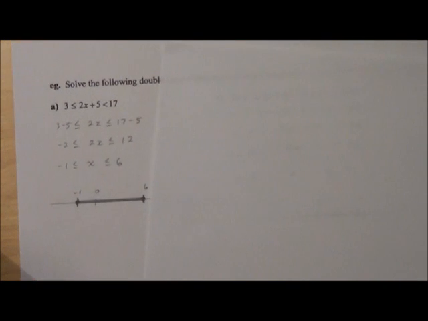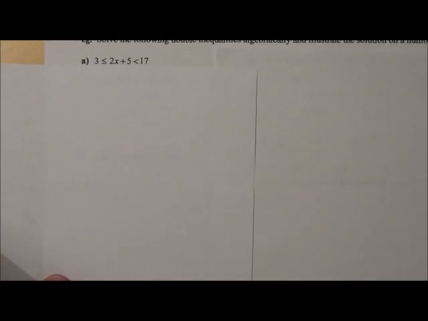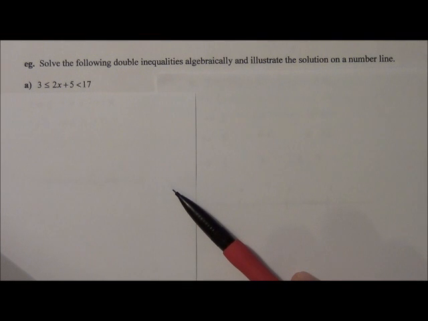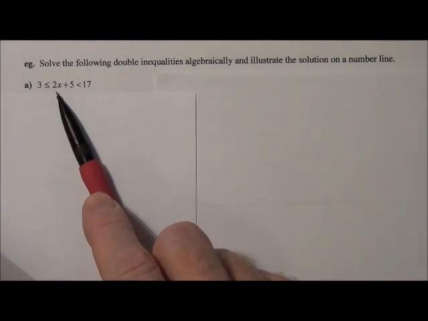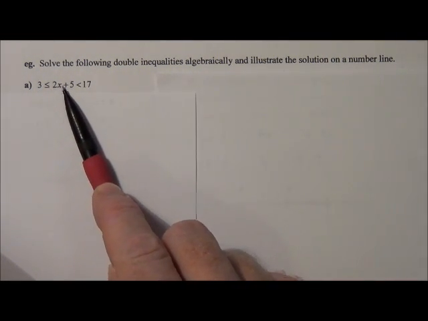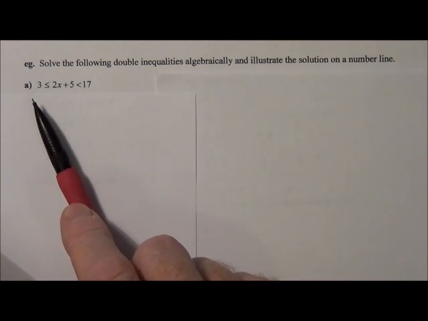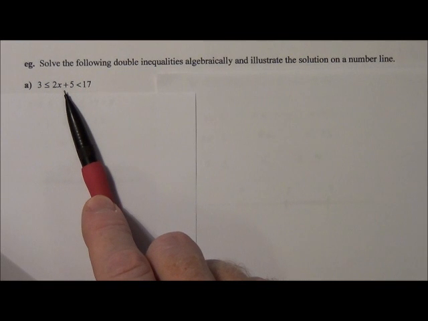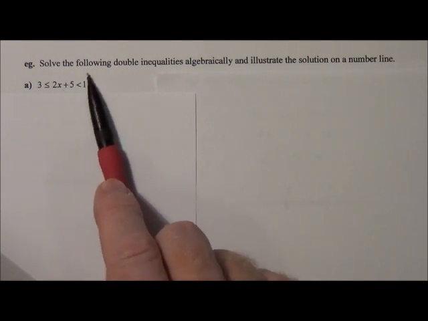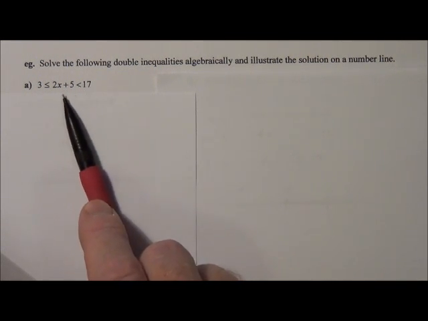Okay, moving right along now. We're going to do the same kind of thing. Now we have double inequalities. I line this up here. We're going to need to isolate x again in the middle term. And by doing that, we're going to find the range of values that will satisfy this inequality.